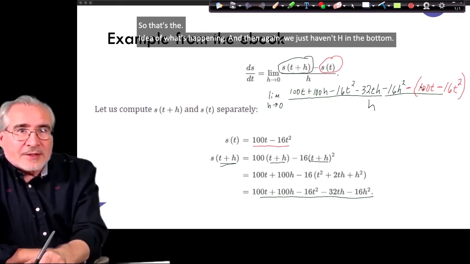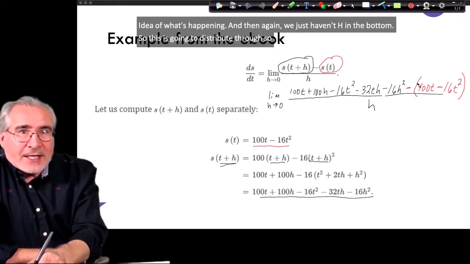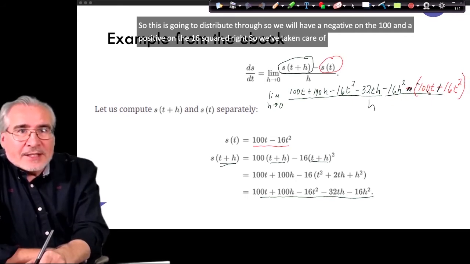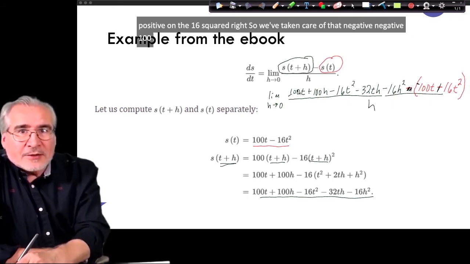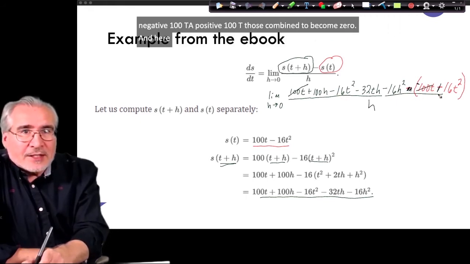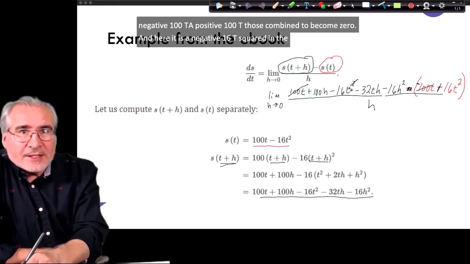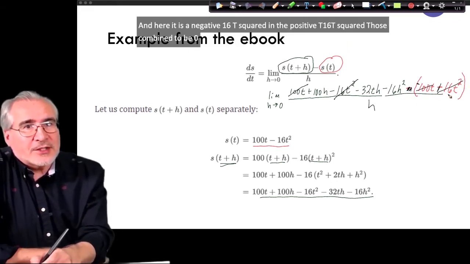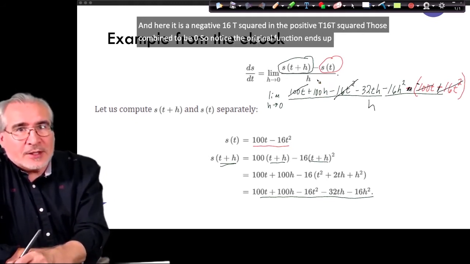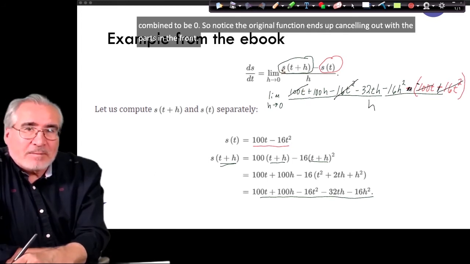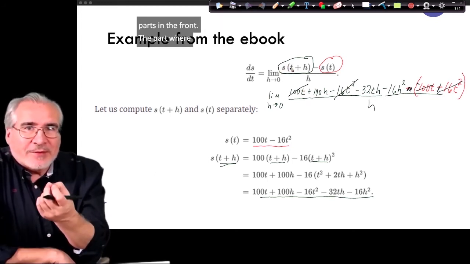So this is going to distribute through, so we will have a negative on the 100 and a positive on the 16 squared, right? So we've taken care of that negative. Negative 100t, a positive 100t, those combine to become 0. And here it is, a negative 16t squared and a positive 16t squared. Those combine to be 0. So notice the original function ends up canceling out with the parts in the front, the part where we went to t plus h.